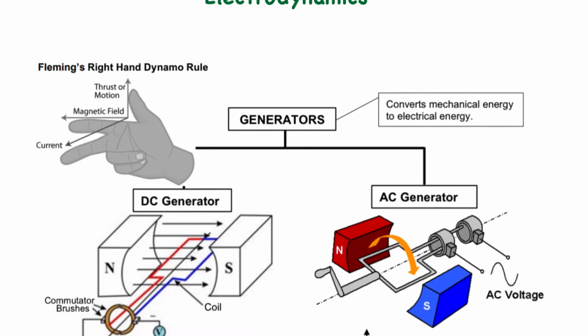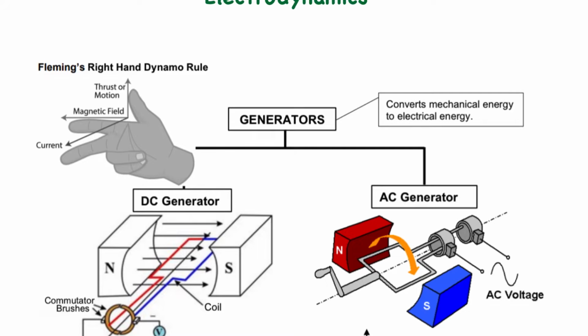Now let's look at the two types of generators, guys. All the time, the energy conversion for a generator is mechanical to electrical. It's a very easy one. Please stick to that. Now let's start with the AC generator.